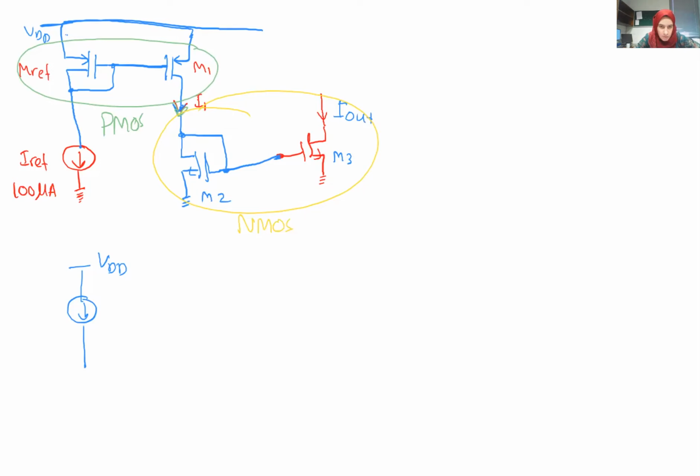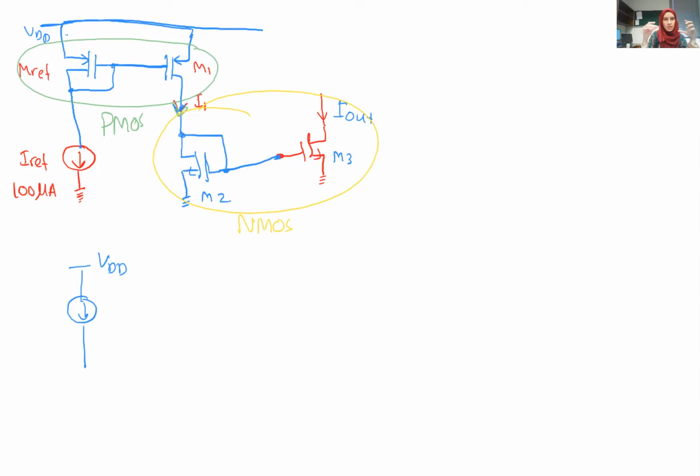Jamshed is asking whether I could repeat what current mirrors are. Current mirrors, in general, are defined as a circuit configuration that allows you to make copies of your current into a different part of your circuit. So this is the general definition.